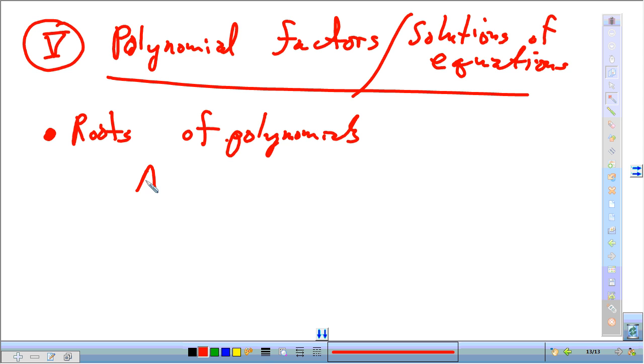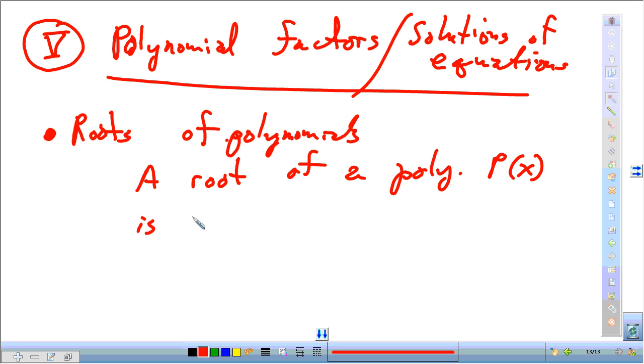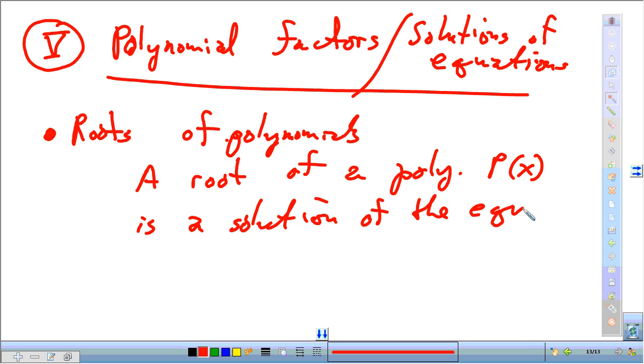So, if we say we have a root of a polynomial, which may be indicated as capital P of X, that's referring to a solution of the equation 0 equal to P of X.